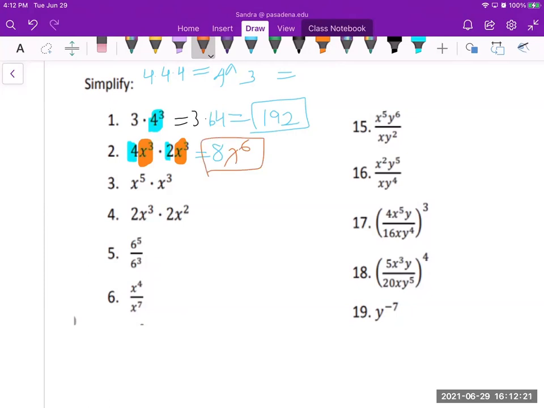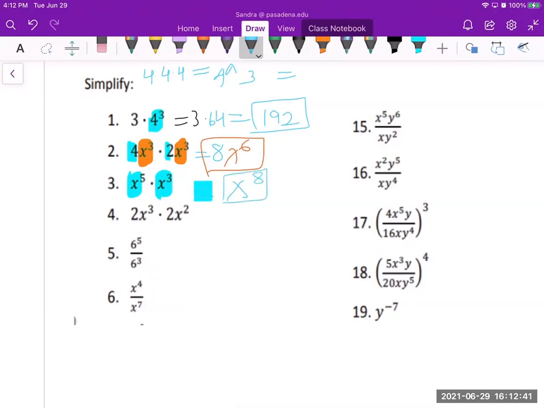Okay, I'm going to move on to number 3. I have x to the 5th times x to the 3rd. They have the same base, and if they have the same base, we can add the exponents. So this is equal to x to the 8th power, because we just add the exponents.